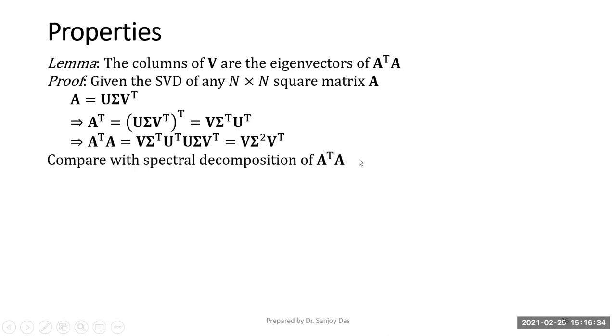If you compare with this, the V's are the same. So this is basically the spectral decomposition of A transpose A. This is the diagonal matrix, the uppercase lambda of the spectral decomposition, where lambda 1 would be sigma 1 square, lambda 2 would be sigma 2 square, and so on. So now the columns of V are the eigenvectors of A transpose A.